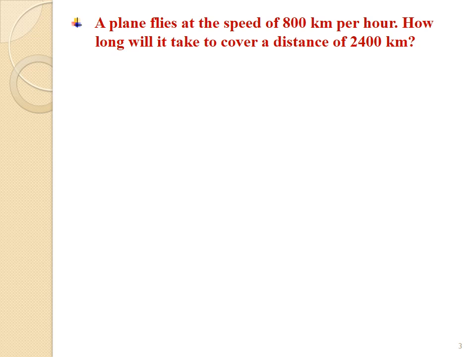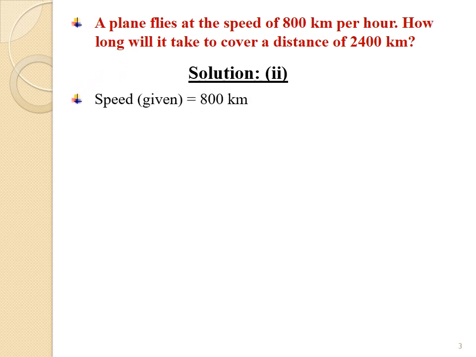Students, note that in the previous sum, we found the distance and we had been given speed and time. Whereas in this sum, we have to find out the time and we have been given speed and distance. So, now let's solve sum number 2. Speed is given 800 kilometers. Distance is given 2400 kilometers. Therefore, time taken equals how much?